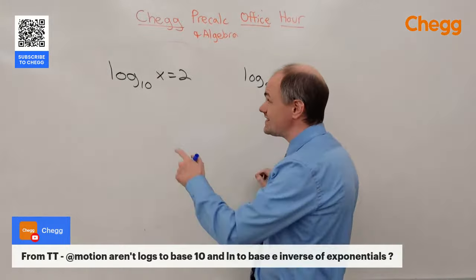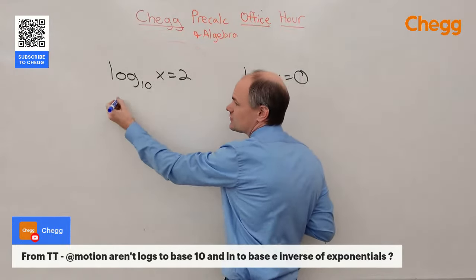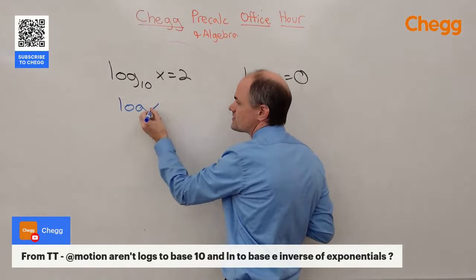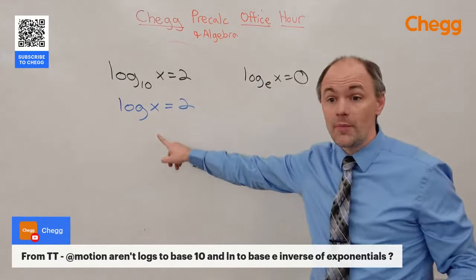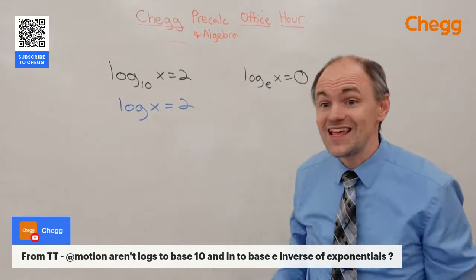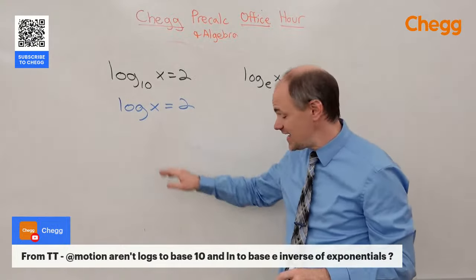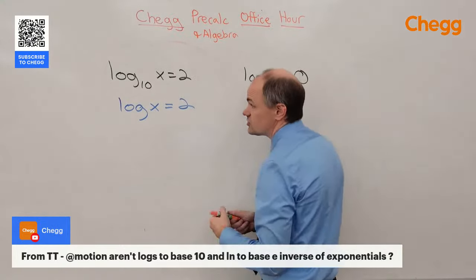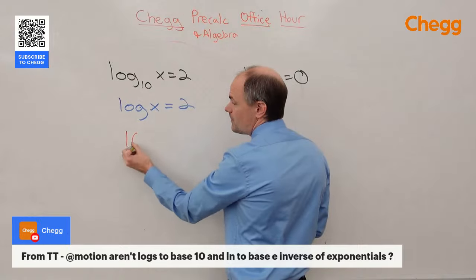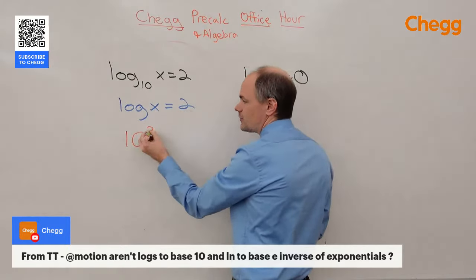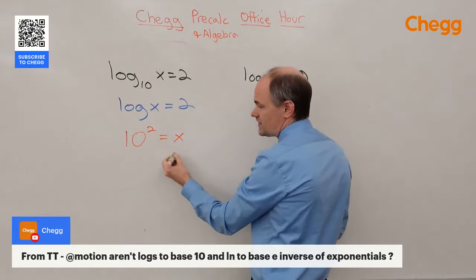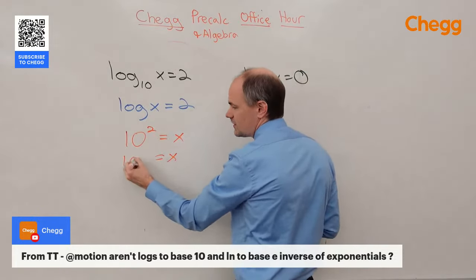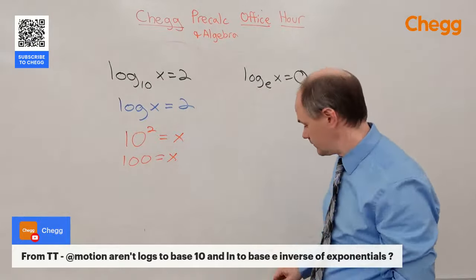So one way we get lazy here is because we do log base 10 so often, you'll often just see this written as log of x equals 2 with no base. No base implies the base is 10. So if I want to change this to an exponent problem, the base is 10, the exponent is 2, and the input is the answer. So here in this case, x turns out to be 100.